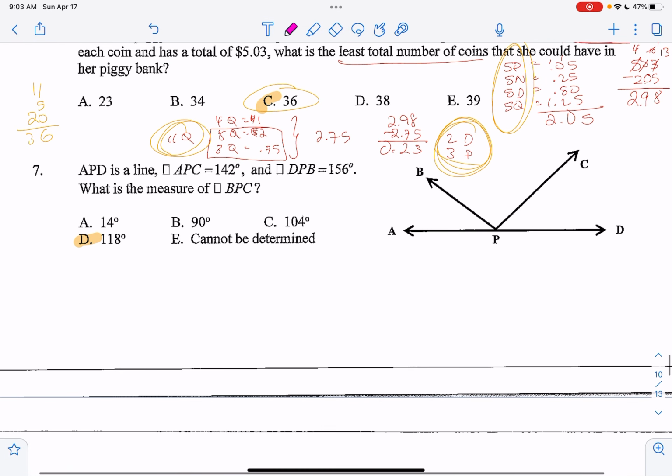Next for number 7, APD is a line, and angle APC is equal to 142 degrees, and angle DPB is equal to 156 degrees. Now what's the measure of angle BPC?